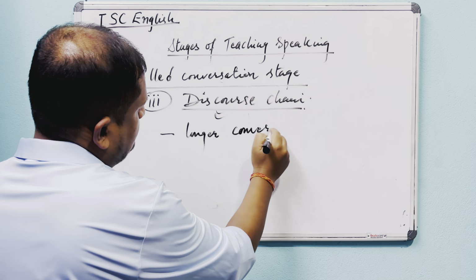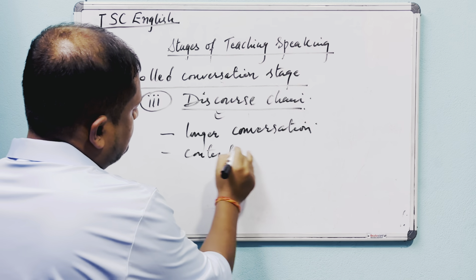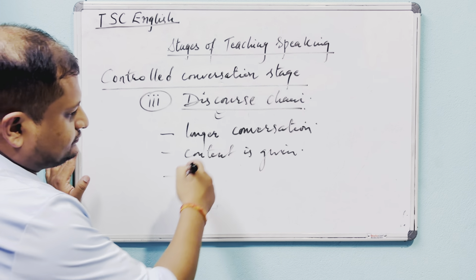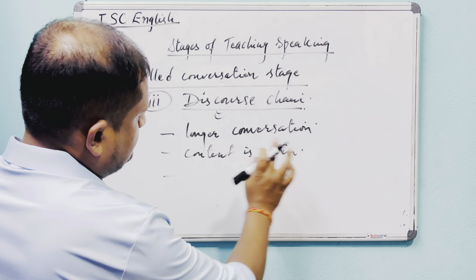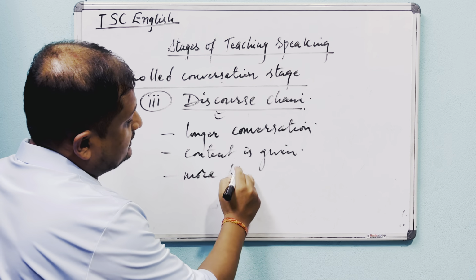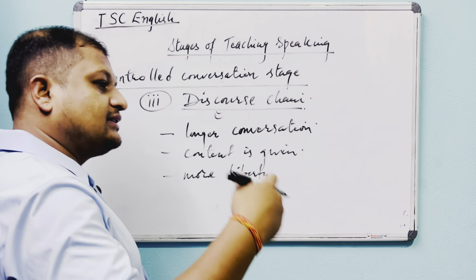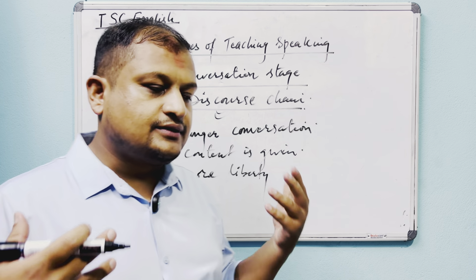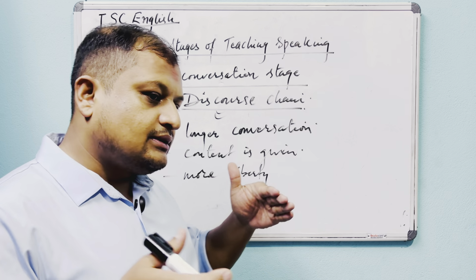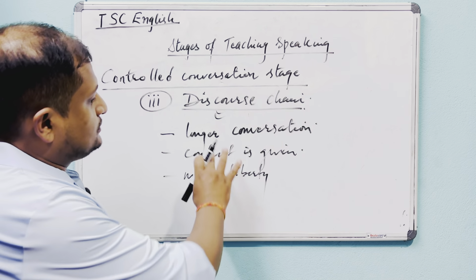Longer conversation. Context is given by the teacher. The students or the learners will have more liberty of using the sentences of their choice, driving the conversation themselves in a direction they want to. So these are the three things.